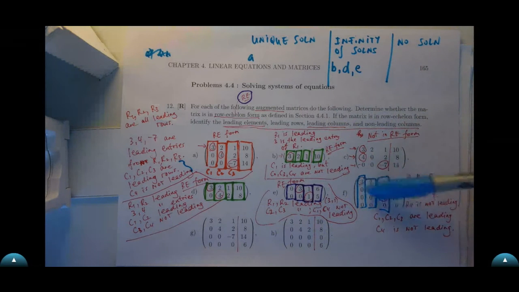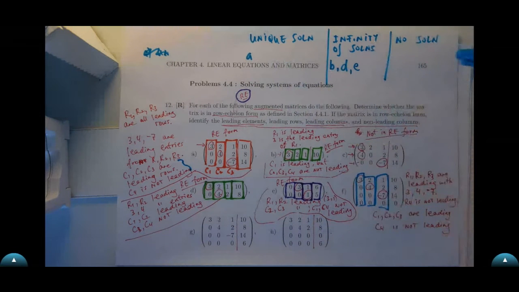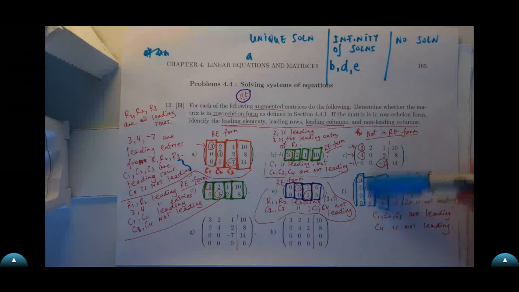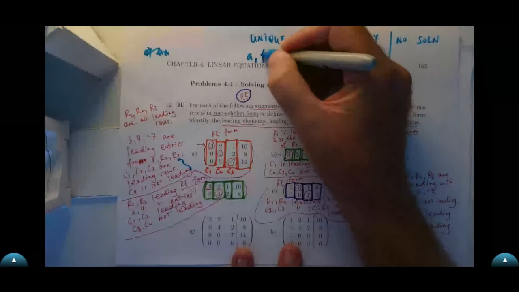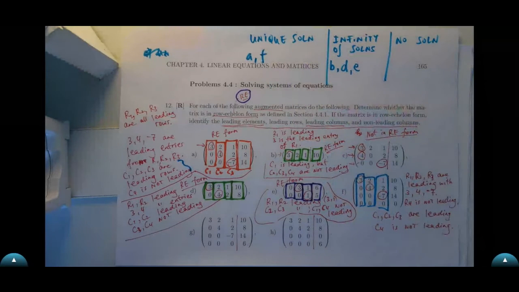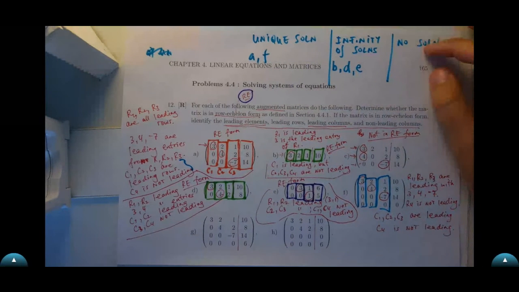Okay. What about this one? Which one: unique, infinite number of solutions, or no solutions? For part F. Yep. So all the left-hand columns are leading and the right-hand column is not leading. So I think you're right there, Russell. Let's have a look at maybe where there's no solution.